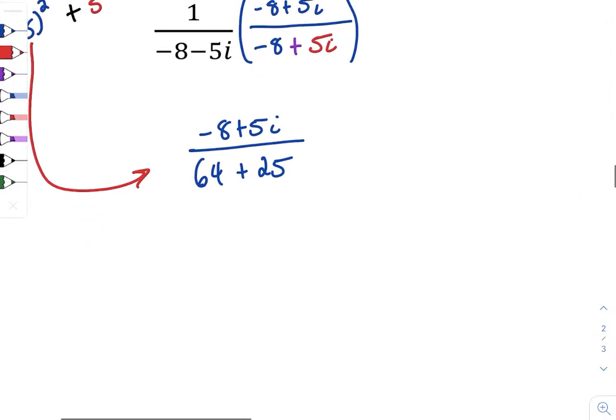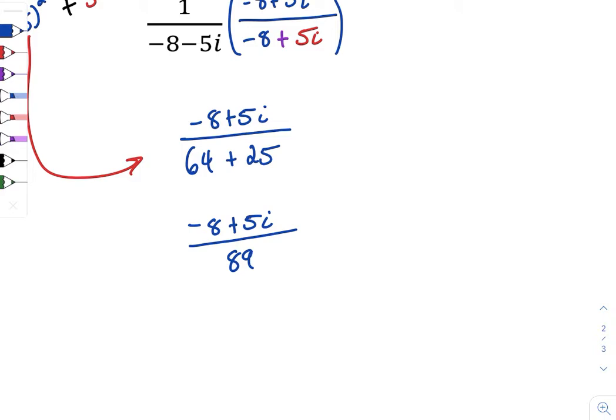Okay, so then what I'm going to do is now I can write this as -8 plus 5i all over, and then I'm going to add those two together, and it looks like we get 89. Okay, and then that is our answer.